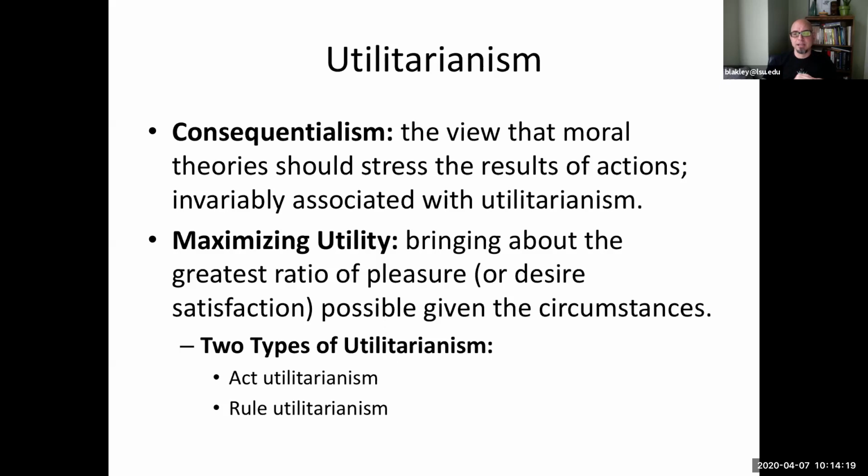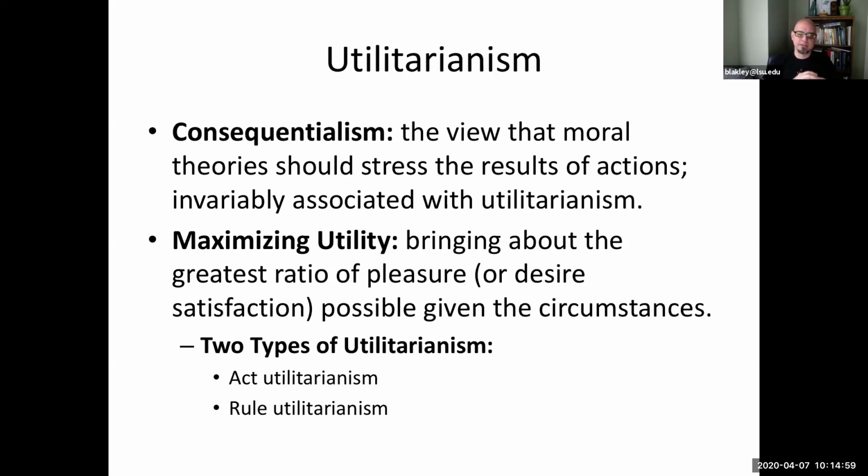And utilitarianism is our main version, the most worked out version probably, of a consequentialist moral theory. Sometimes consequentialism and utilitarianism are just used synonymously. So what's important about the consequences of an action according to utilitarianism is that the consequences should maximize overall utility. That means bringing about the greatest ratio of pleasure or happiness or desire satisfaction. Again, classical utilitarians tended to think of happiness in terms of pleasure. Contemporary utilitarians tend to talk about desire satisfaction or preference satisfaction, given the circumstances, right?